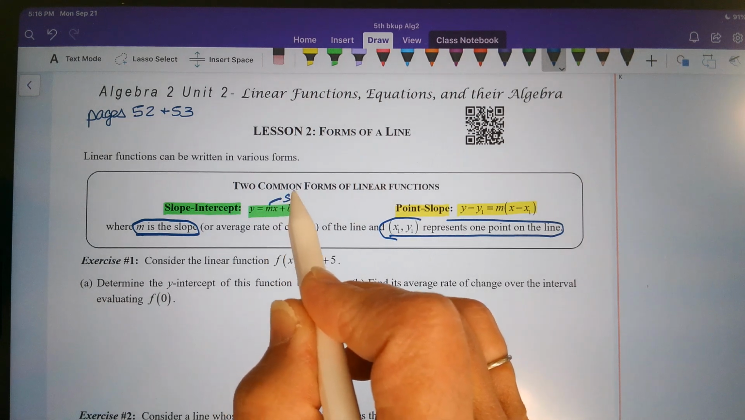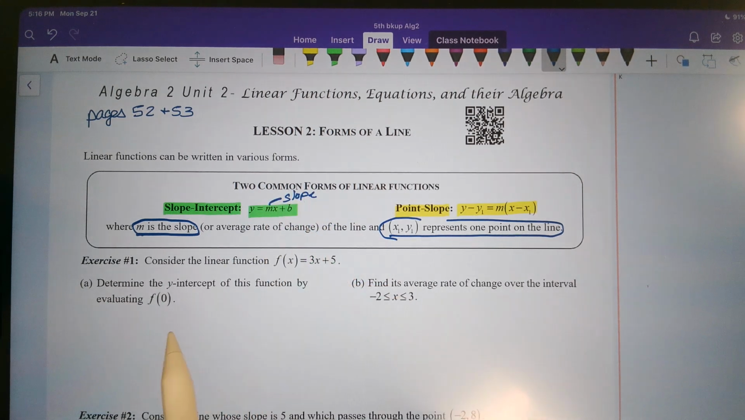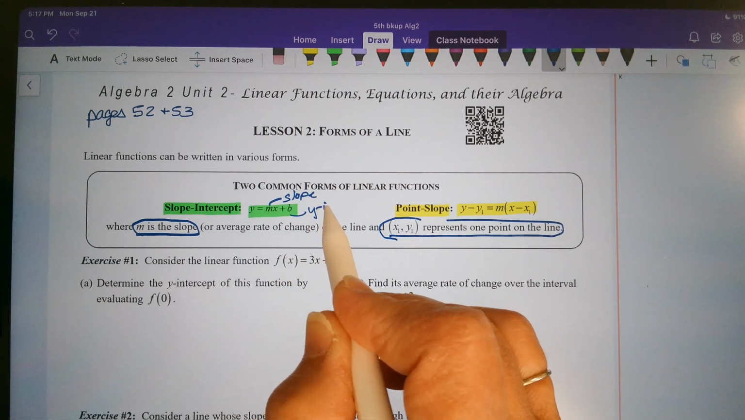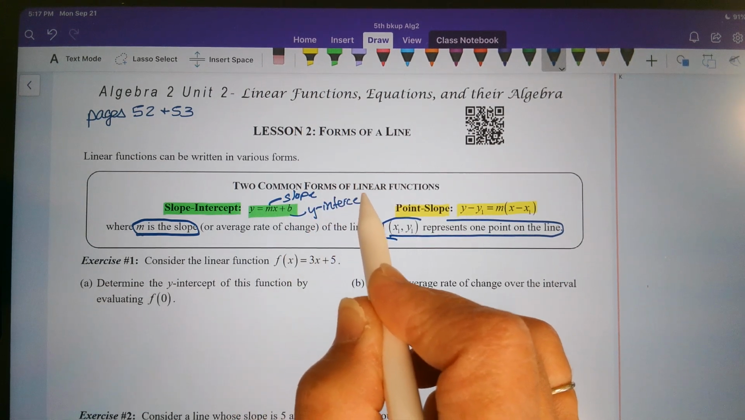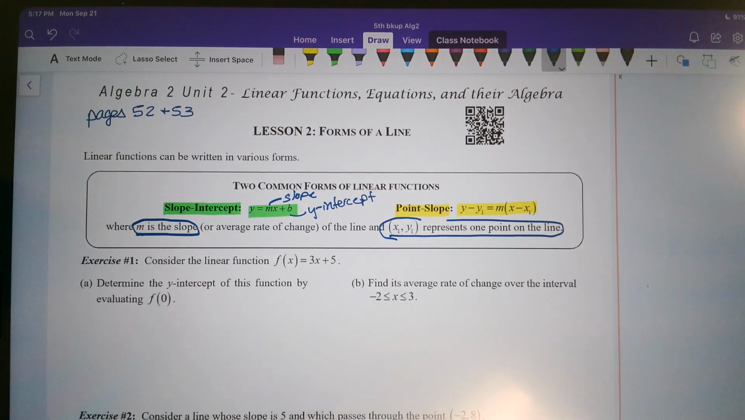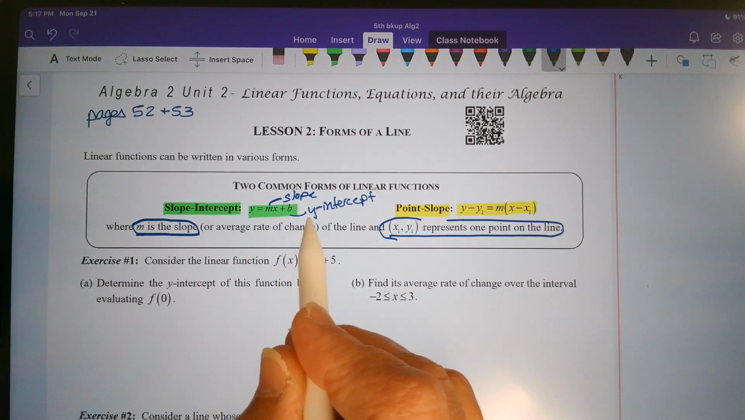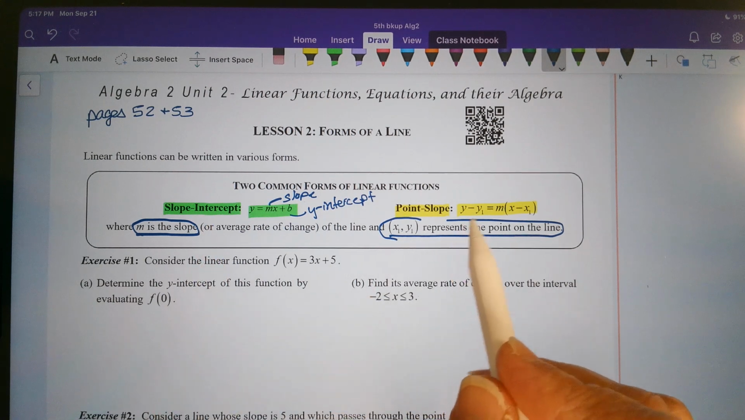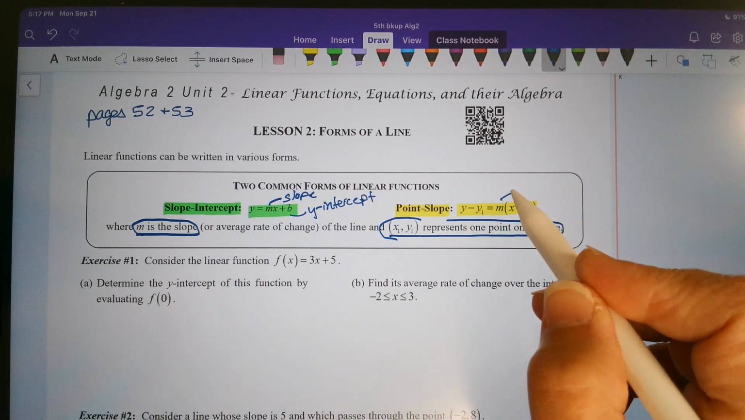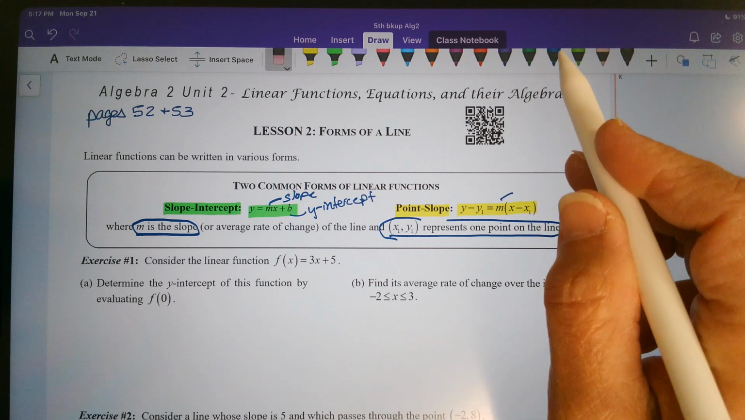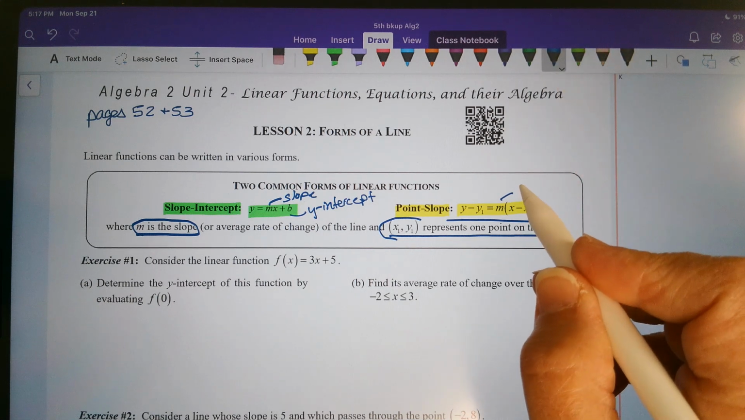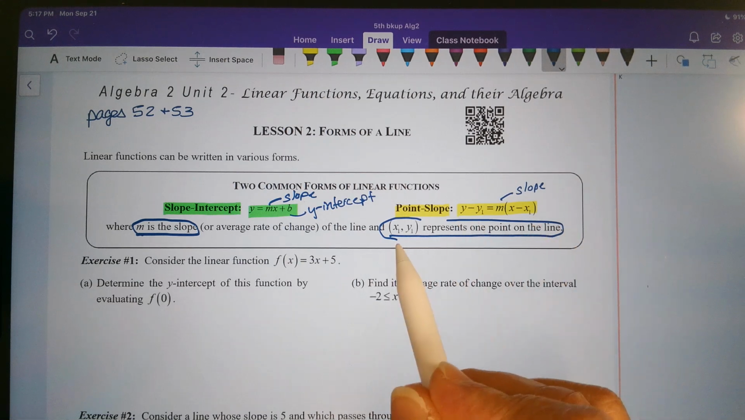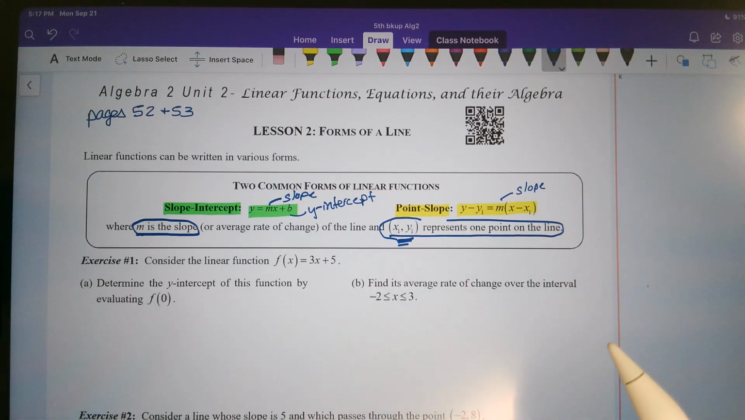So m is our slope. What is b? I think you can recall. b is the y-intercept. So m is the slope, b is the y-intercept in the slope-intercept form of a line. And now in point-slope form of an equation of a line, m is still the slope, and the x sub 1 and y sub 1 simply represent the coordinates of a point.